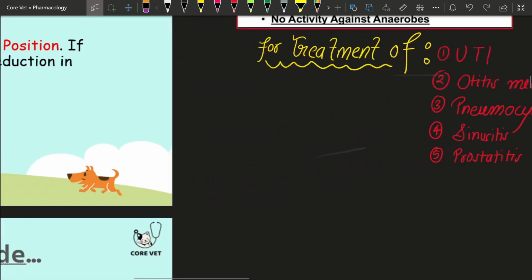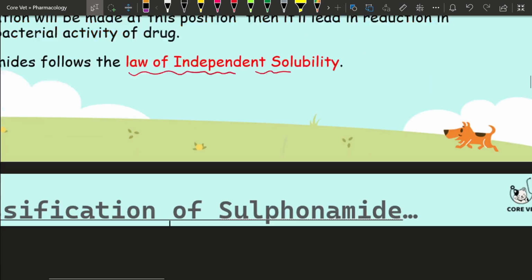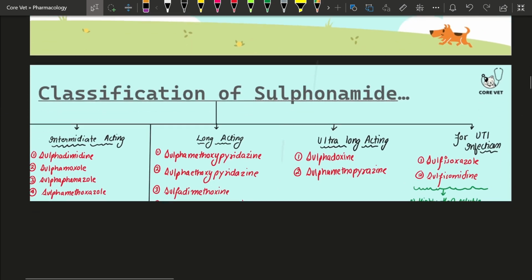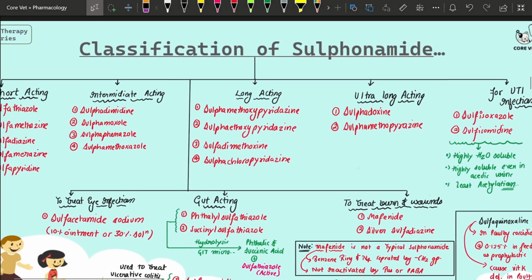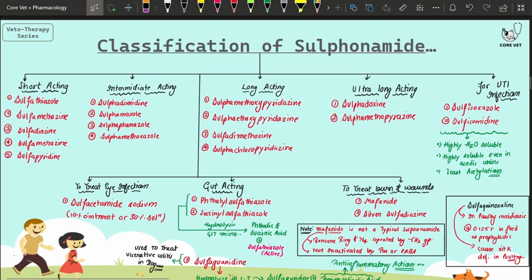Now, moving forward with the classification of the sulfonamides. There are several examples. I had written many, but for the descriptive purpose in your examination, you can just remember 2 or 3 examples. Those are more than sufficient. The classification is also based on the duration of action. So there are short acting, intermediate acting, long acting, and ultra long acting.